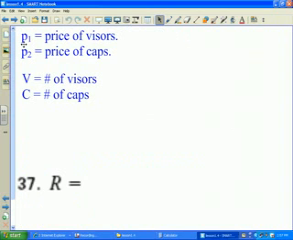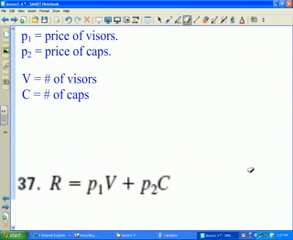So you can see here I've represented the price of visors as P1, the price of caps as P2, capital V is the number of visors, capital C is the number of caps, and therefore the expression for the revenue is the price per visor times the number of visors plus the price per cap times the number of caps.